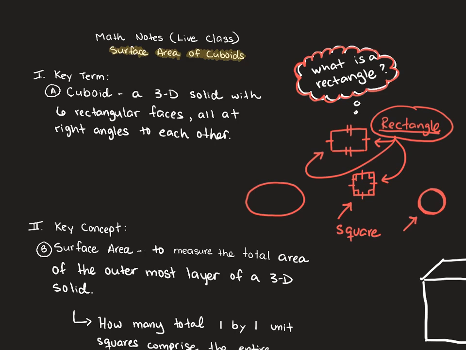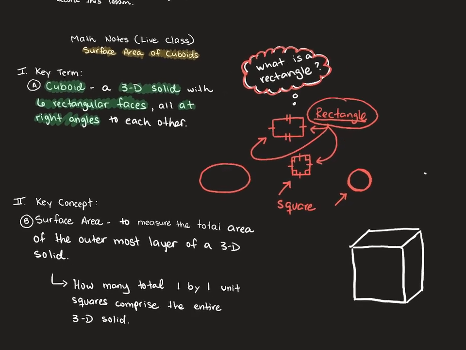And I say that specifically because of this new vocabulary word that might be a little weird for you: cuboid. A cuboid is, and this is the part where you should definitely write it down, a three-dimensional solid with 6 rectangular faces. And all of those rectangular faces are at right angles to each other.